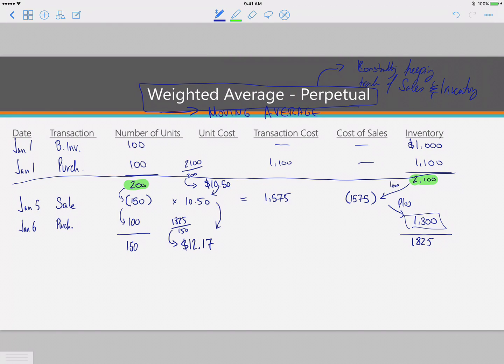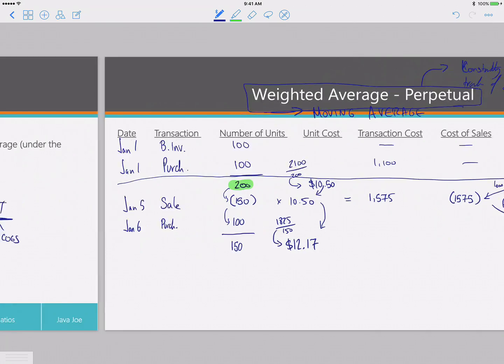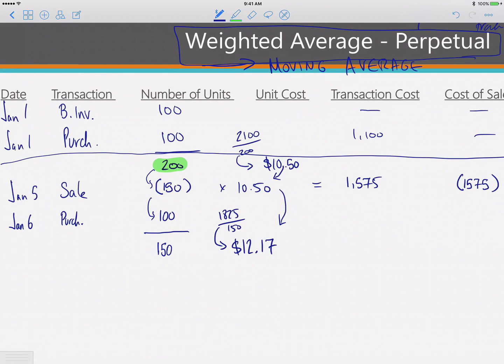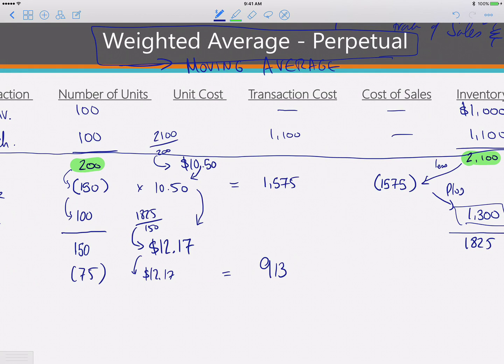We paid $1,300 for this newest batch of goods. So the price is going up for us. The cost is going up. And so we sold 75 units. So this was January 10th. And this is a sale. So 75 times 1217. So 1217 times 75 gives us a transaction cost. And we're going to round this to the nearest dollar, 913. So that's going to be our cost of sales this time.